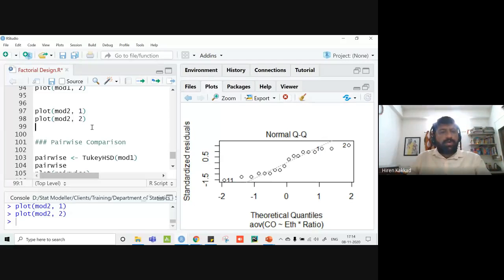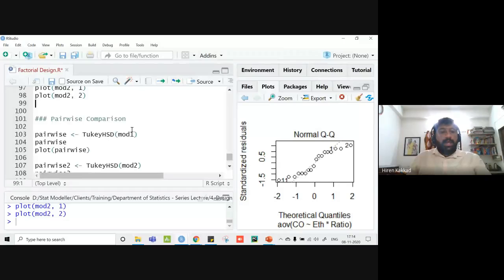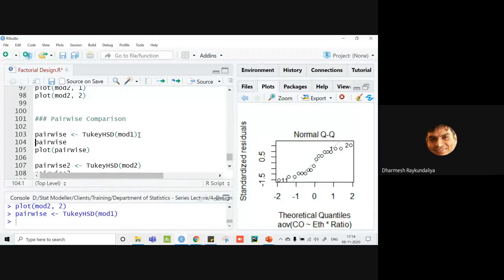But we can also perform the Shapiro-Wilk test to see whether these residuals are normal or not. If it is normal, then it is satisfying the condition. Now we can also go for the pairwise comparison. From model 1, let us use this Tukey HSD and then run this.